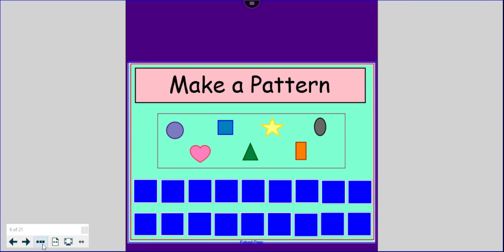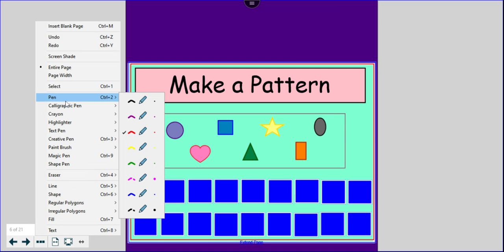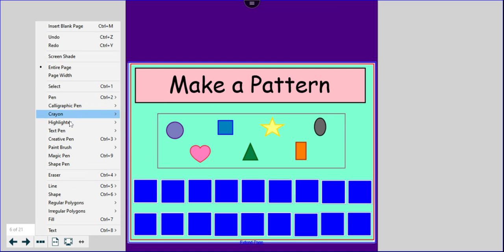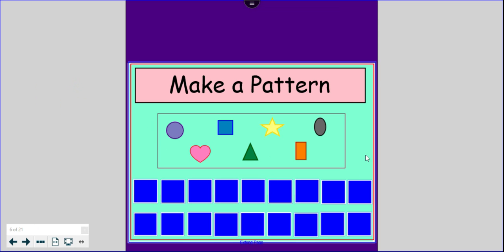All right, one more thing for us today. We are going to make a pattern. So let me get my pointer, and we're going to make a pattern with some shapes. I think today we are going to make an ABC pattern. How many shapes will I use to make an ABC pattern? Let's count. A, 1, B, 2, C, 3. I'm going to use 3 shapes.